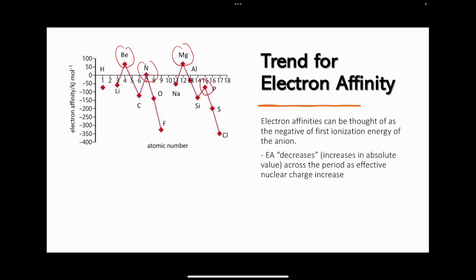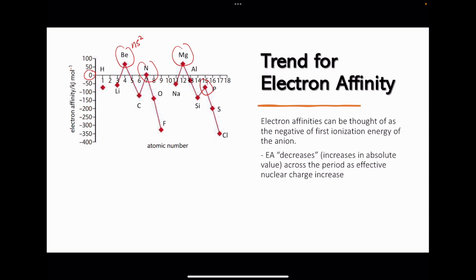That is really because group 2 elements have an electron configuration of ns2. So the added electron must be placed into a 2p orbital, which is further from the nucleus. Those added electrons will experience reduced electrostatic attraction due to shielding from the electrons in the ns orbital. The value for beryllium is actually endothermic. As you can see, it's above the 0 mark, right?